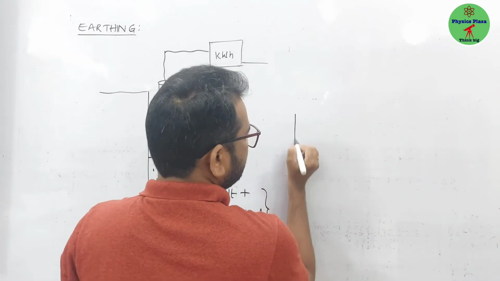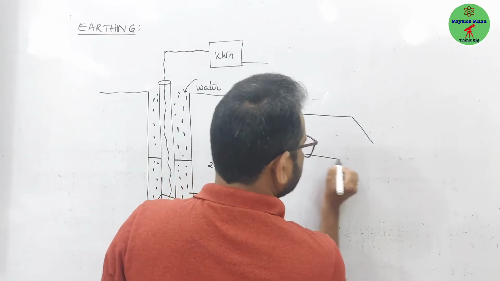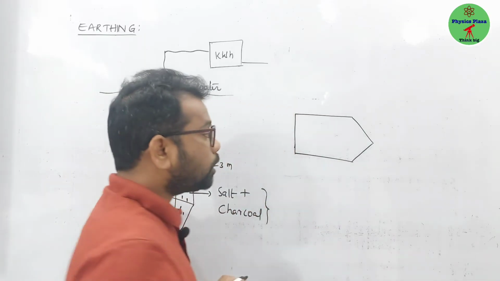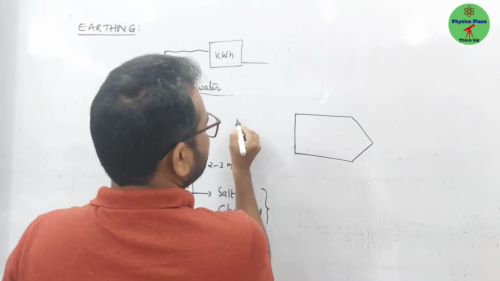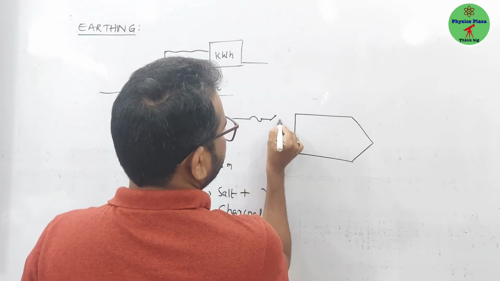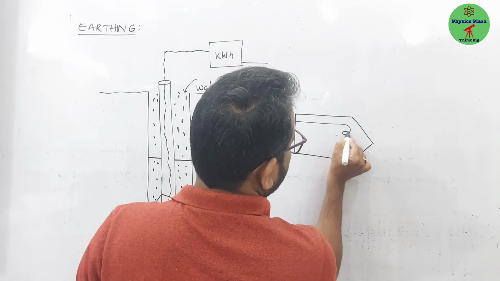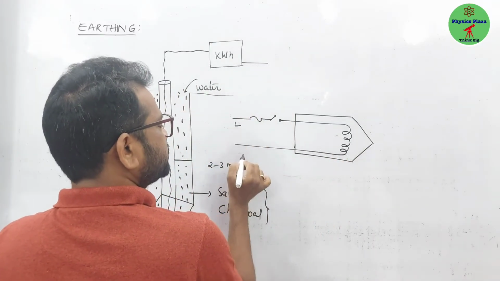For example, let us take one electric appliance. In general, as it is given in the textbook also, let us take that only: the electric iron, top view. How will it be? Here is a fuse, here is a switch, and here there will be a filament, right? So this is the live wire, and this is the neutral wire.